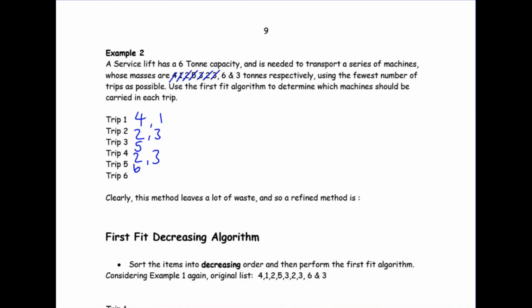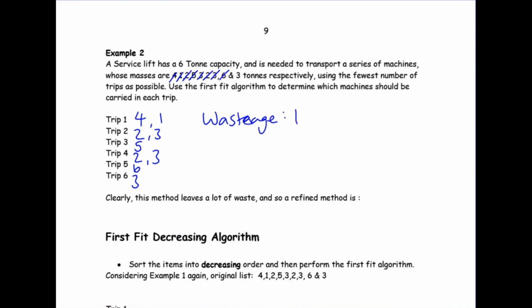We've got a 6-ton mass, which has to go on a trip on its own, which will go on trip 5. And then this 3-ton mass feels like we should be able to fit it in somewhere, but because all of these have just got a space of 1 ton, it has to go on its own trip at the end of trip 6. This has a lot of wastage.